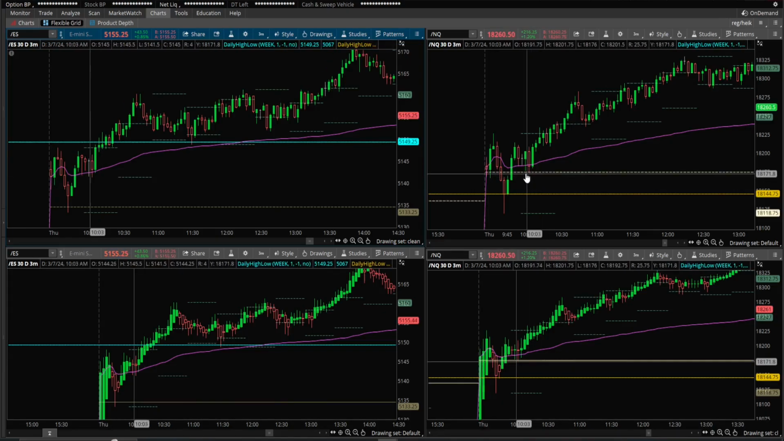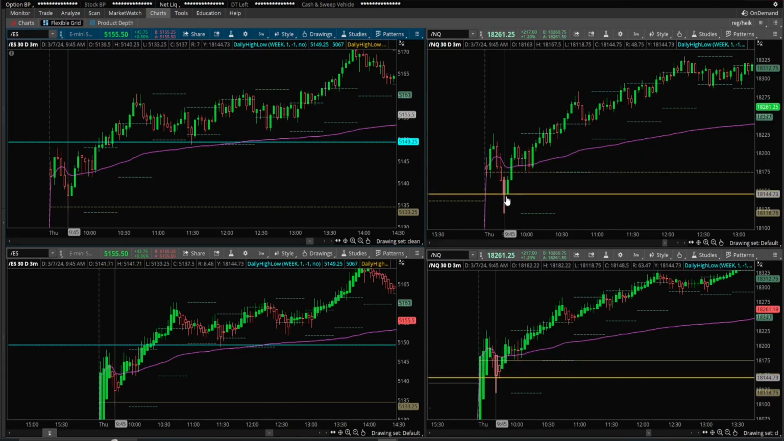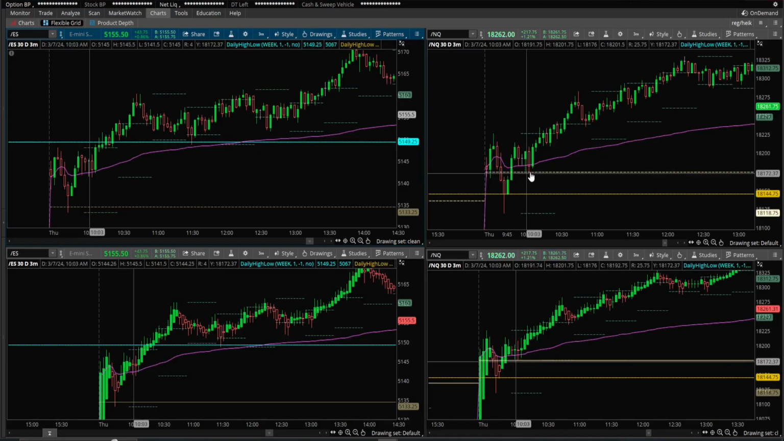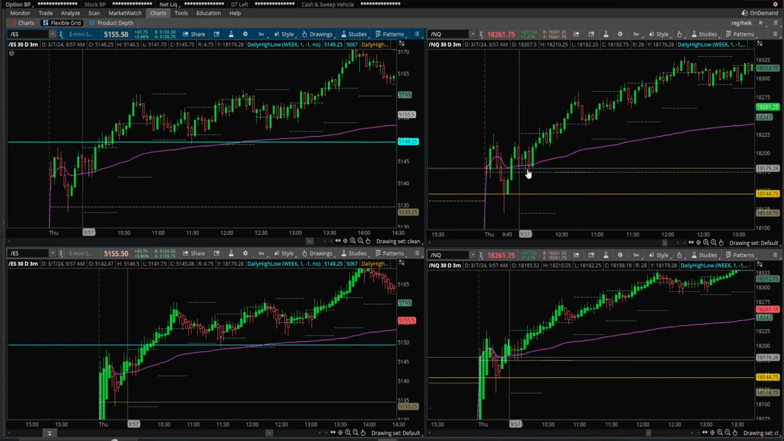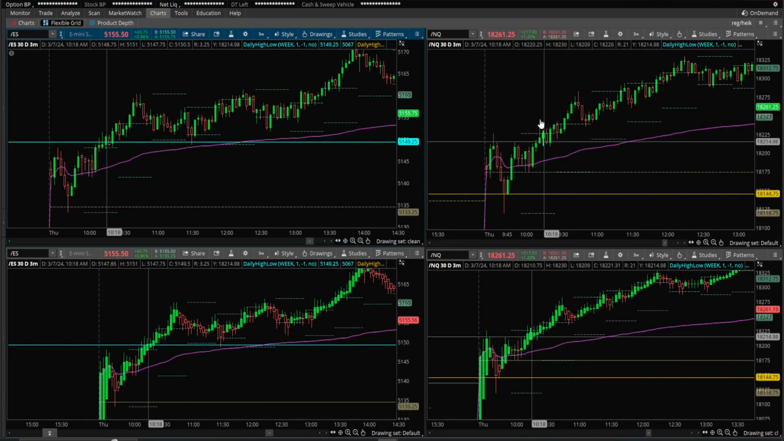As you can see here on the NQs, it also had that nice bounce off last month's highs, getting a push up here, holding yesterday's highs as support, also that VWAP area, before getting a nice continuation to the upside.